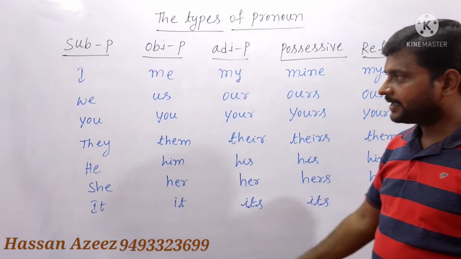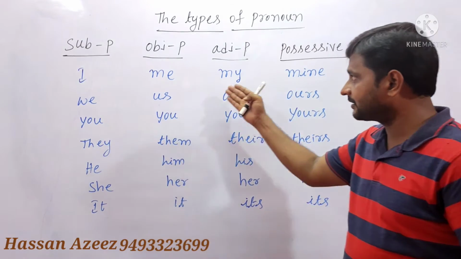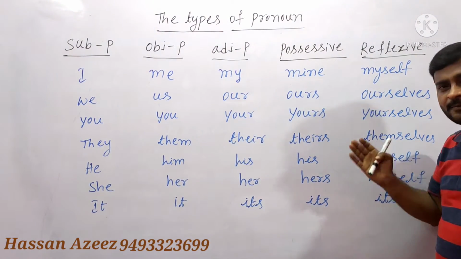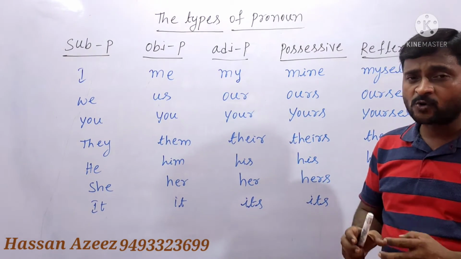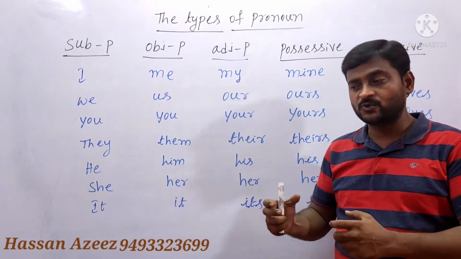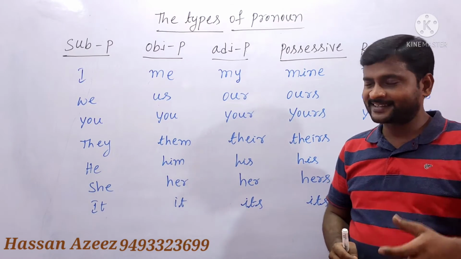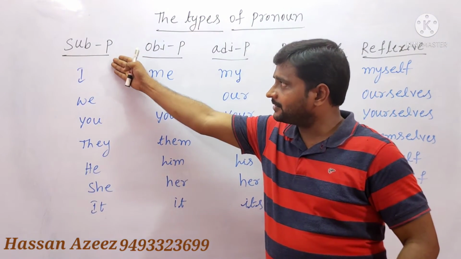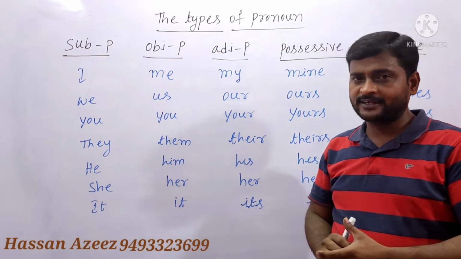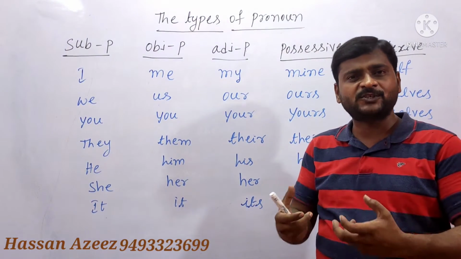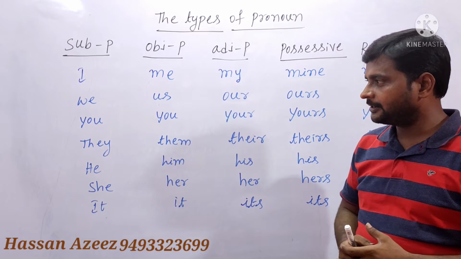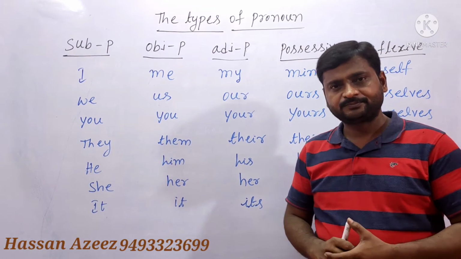Like this, you see each pronoun has been conjugated and divided like this in the sentence. Similarly, each pronoun has its own importance in the usage of the English language. For example, when you see the heading subjective pronoun, in most cases we use these pronouns at the subjective level. For example, I am in the classroom.